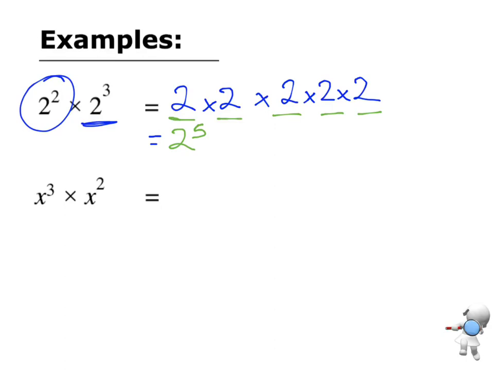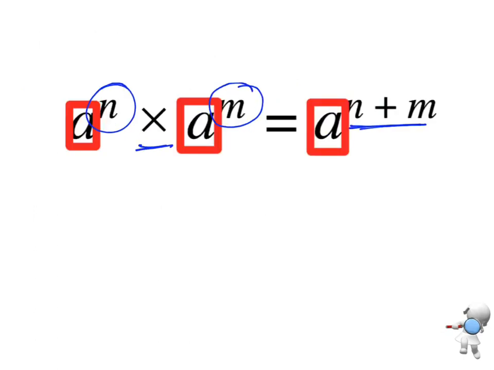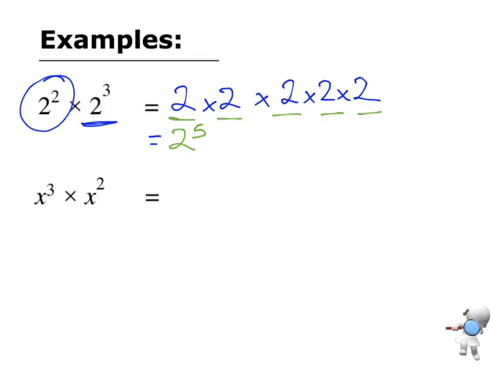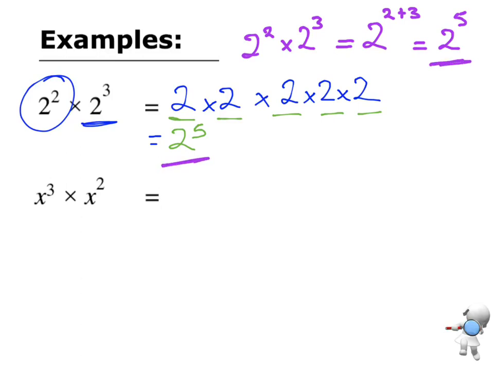Alright, so that's the longer expanded version, and I'll just show you what happens when we use the rule on the previous page. So given that rule, that says to us, if I've got 2 to the power of 2 times 2 to the power of 3, I'm going to keep the base number the same, so it's base 2. And what I'm going to do is add the powers, 2 plus 3. Now 2 plus 3 is 5, and so that gives us the same answer as if we've done it expanded.